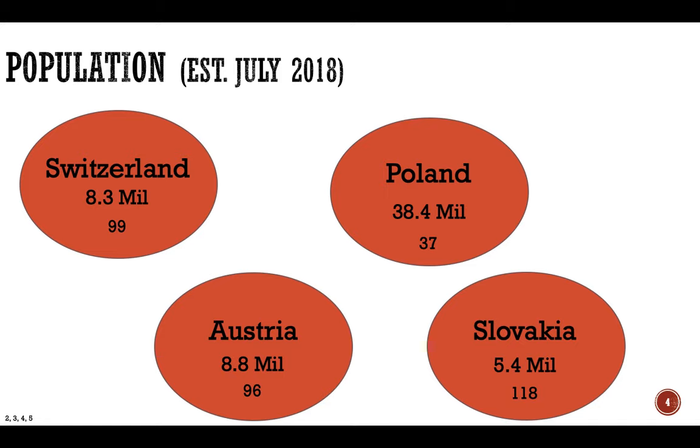To put things into perspective, the U.S. has a population of about 329 million people, and it's the third most populated country in the world. So these are a lot smaller than the U.S.